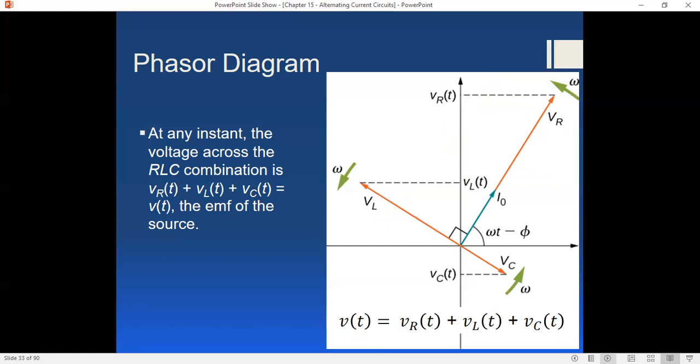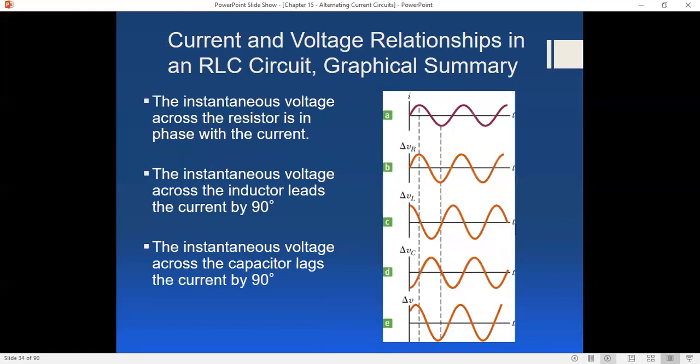Yes, it's not a really visual thing, but at least a phasor diagram helps us a little bit in understanding this. So the instantaneous voltage across the resistor is in phase with the current. The instantaneous voltage across the inductor leads the current by 90 degrees. The instantaneous voltage across the capacitor lags the current by 90 degrees. We add them all together, and we get the total voltage of the system, and we compare how that lines up with our current at the top.